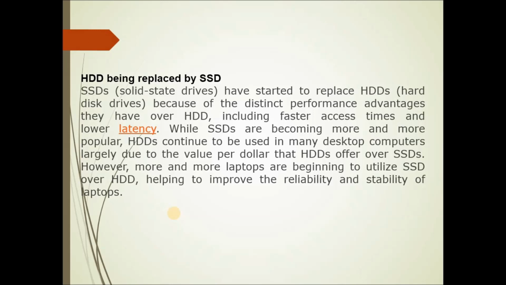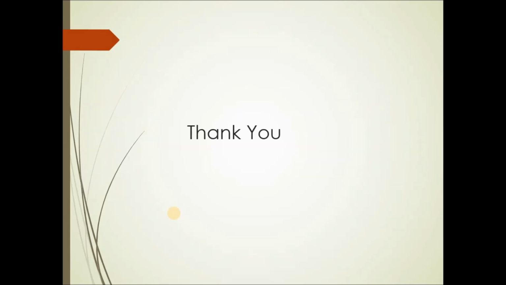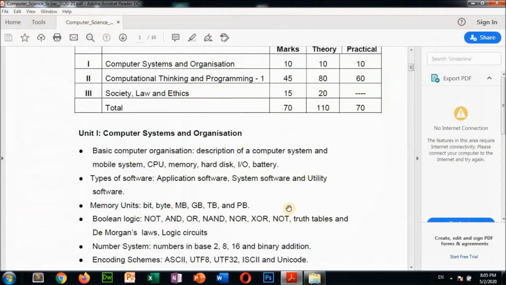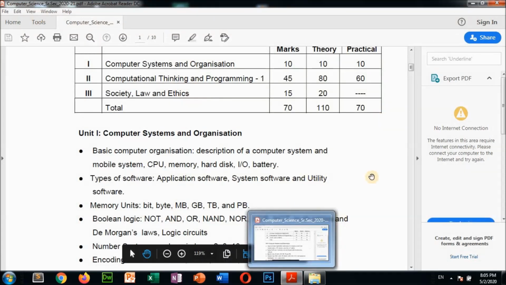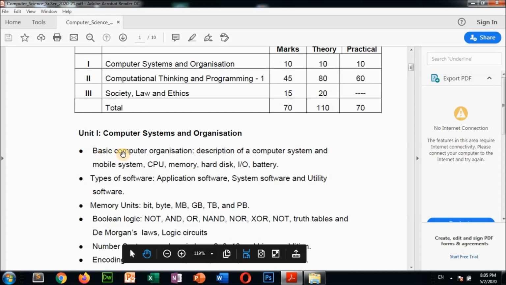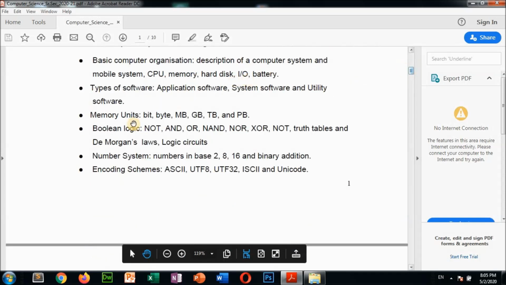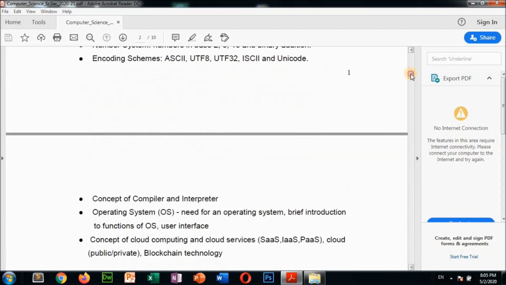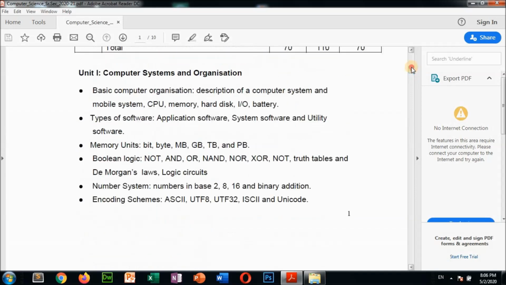So these are the topics that we have discussed for the first unit. This presentation I will give you on mail, so I will need your mail IDs. Every study material that I want to give you, I will send you on mail. From your syllabus we have discussed these three topics: basic computer organization, types of software, and memory units. In the next video we will discuss Boolean logic, number systems, and encoding schemes. Different points are there, so we will discuss them in the next video. In this video we have discussed only these three topics.